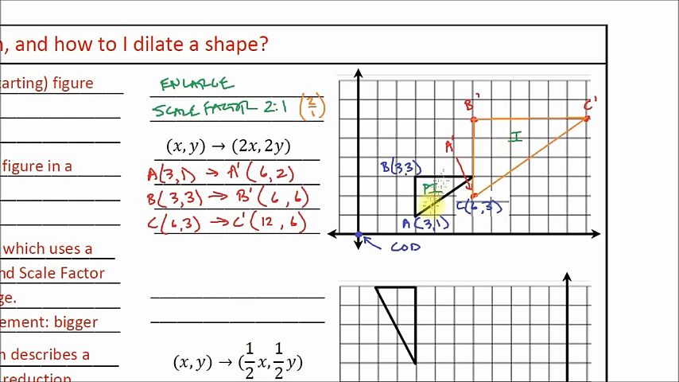I can actually check that. This side right here, AB, was 2 units before. Now it's 1, 2, 3, 4. That's twice as big. And from B to C was 1, 2, 3. Now it's 1, 2, 3, 4, 5, 6. So it definitely appears to have doubled in size.